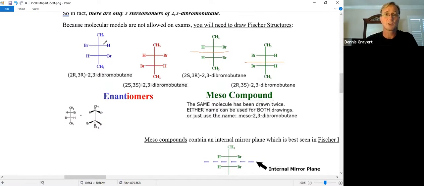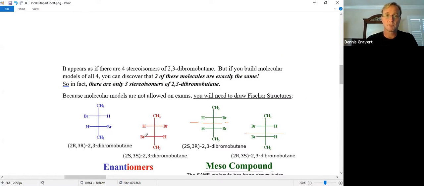Enantiomers. Okay, so if we think of a different mirror plane, like if we put a mirror coming out of the screen right here, and we said, hey, let's look at this molecule in the mirror. What would the image in the mirror be? This thing over here. And if you look at this molecule, its mirror image is the molecule on the left. These two are mirror images of each other, and you cannot superimpose them. That's the definition of enantiomers.